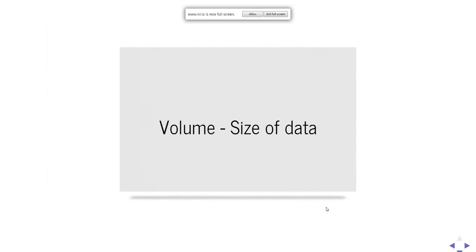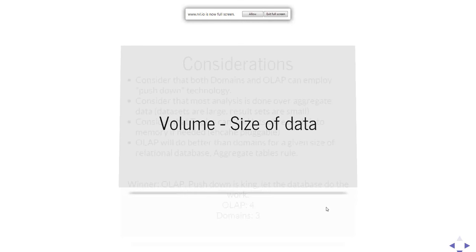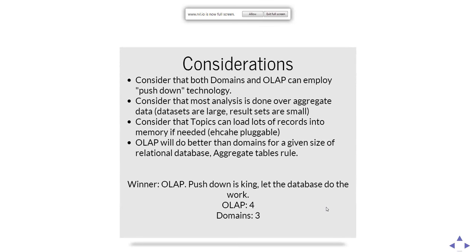Right. Volume, size of data, what can be processed by these? They both have a lot of push-down capabilities, so they use the database very heavily. OLAP does a lot better on the caching side, using aggregate tables. But a lot of the benefit is driven by some of the structures that OLAP imposes. It just does a lot, rather than a more general sort of thing that domains and topics do. So definitely OLAP is the winner there in terms of sheer volume, but we are getting better and better over time on the domain and topic end, and that will continue.